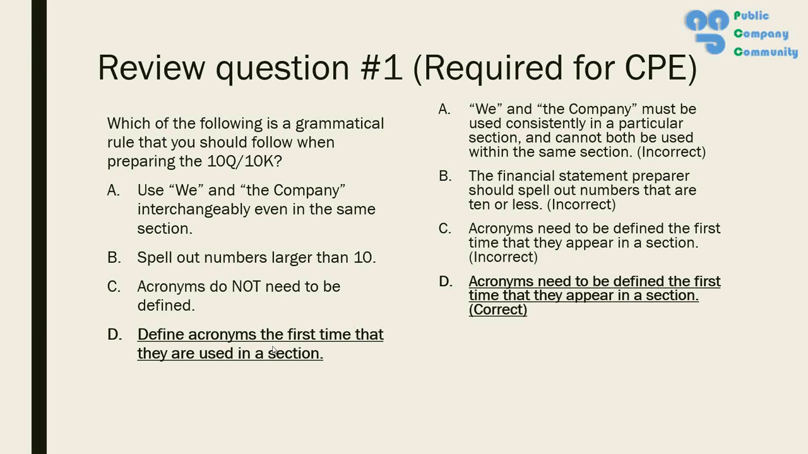Spelling out numbers larger than 10, that's opposite, right? You need to write out numbers that are larger than 10. So 12 should be written out as 1, 2. You shouldn't spell out the word 12. Acronyms do not need to be defined. That's wrong. Acronyms do need to be defined. Even those obvious acronyms like US or GAAP, you should define them.